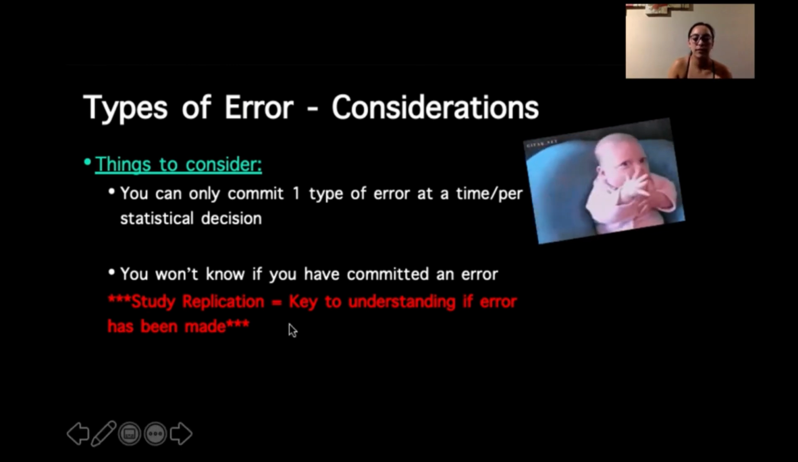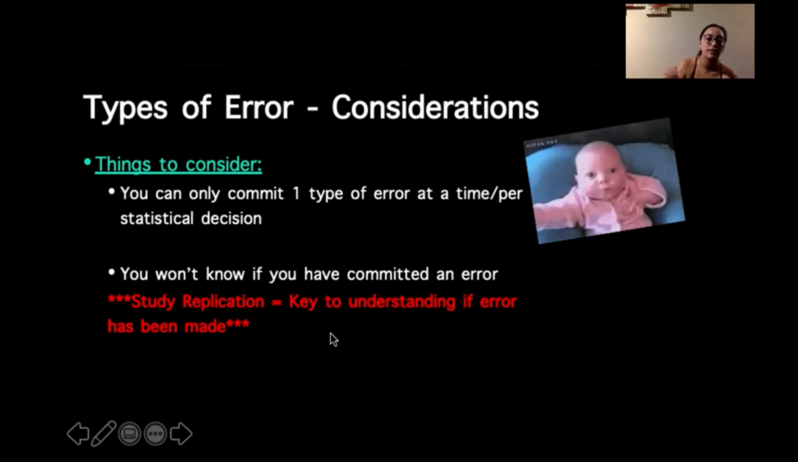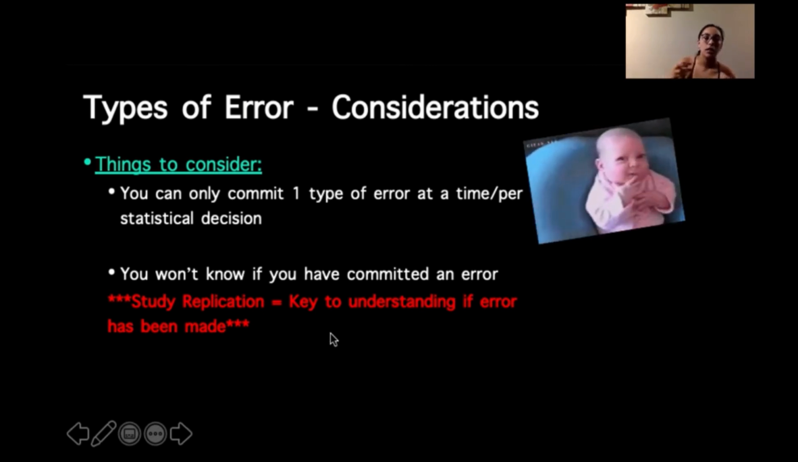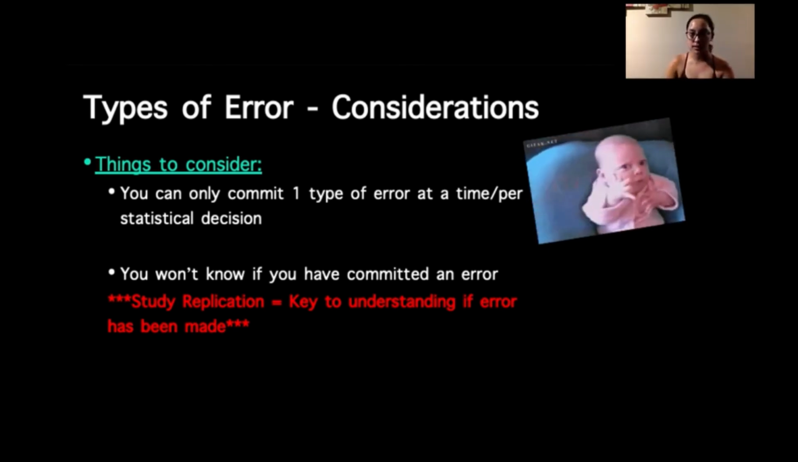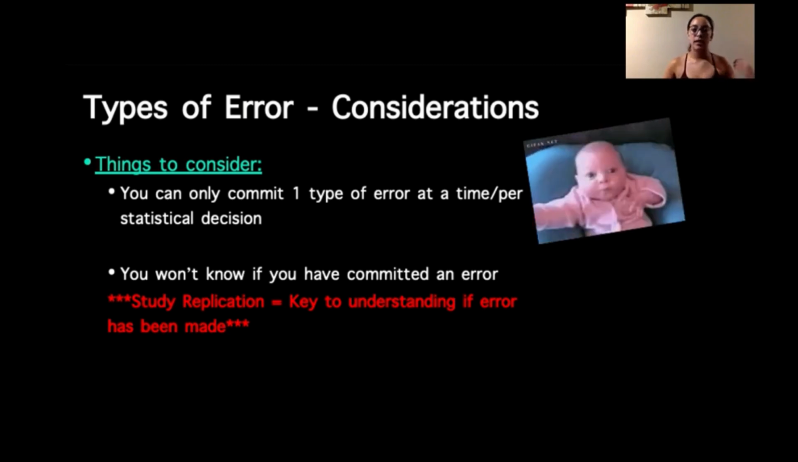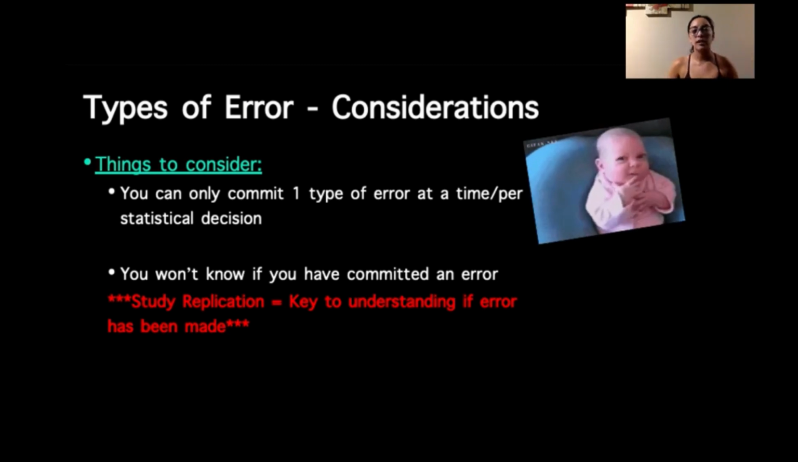The other thing is you won't know if you've committed an error. Study replication is the key to understanding if an error has been made. If you can repeat someone's methods to the T and you get nearly the exact same results that they did, considering that you collected samples in the same way that they did, that would mean we have consistency. In other words, if you got the same results they did, you had statistical significance in the same way that they did, and similar effect sizes and whatnot, that's a plus, right? That means that the actual results that both of those studies got are likely due to the intervention that was applied.